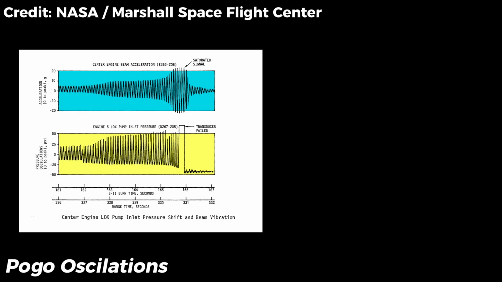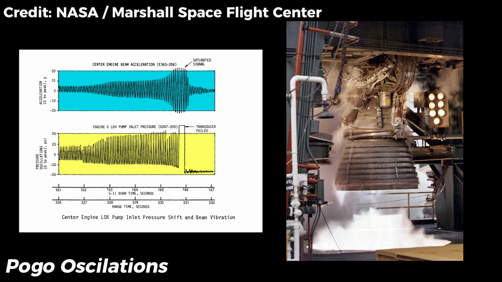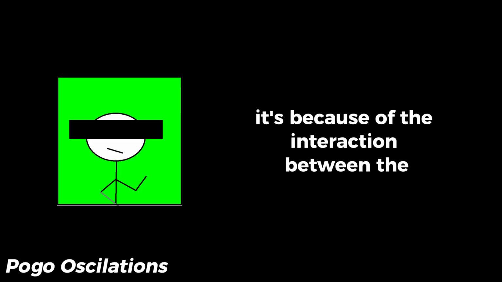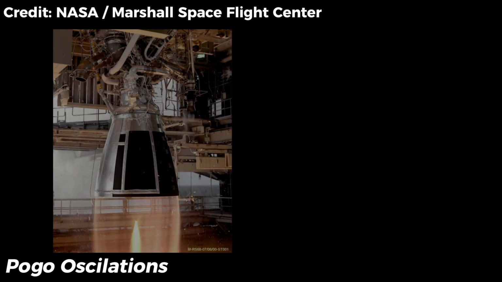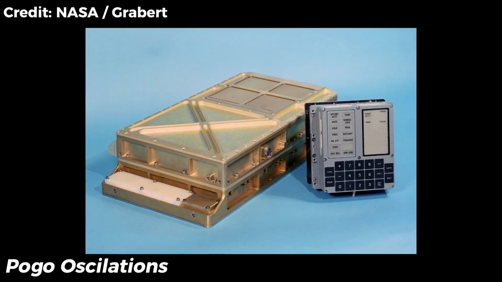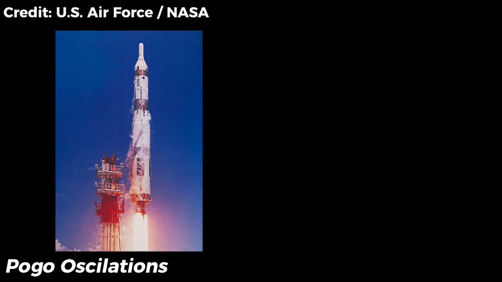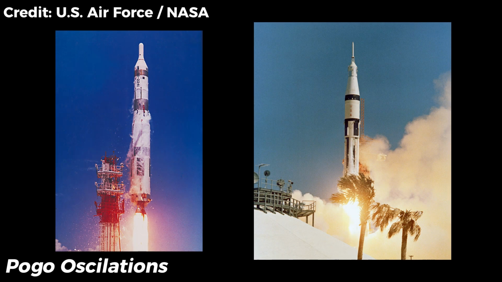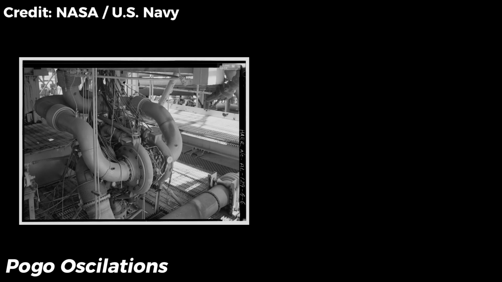Pogo oscillations are a type of vibrational instability that happens in rocket engines. It's because of the interaction between the engine's thrust oscillations and the rocket's natural structural frequencies. The vehicle's guidance system could shut down the engine if it detected any chamber pressure issues, which is exactly what happened. Pogo oscillations are not a new issue and had been seen on Titan rockets and previous Apollo missions. However, they were more severe on Apollo 13 because they were amplified by turbopump cavitation.